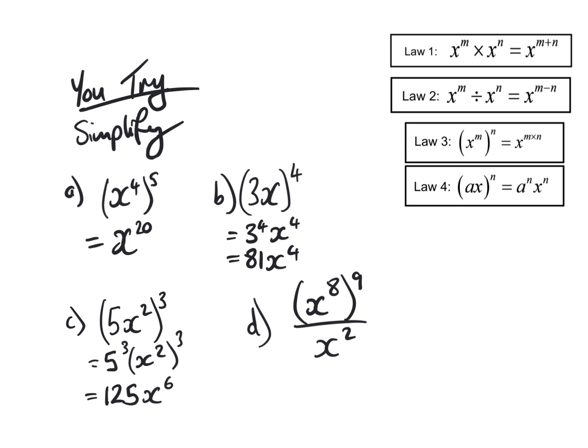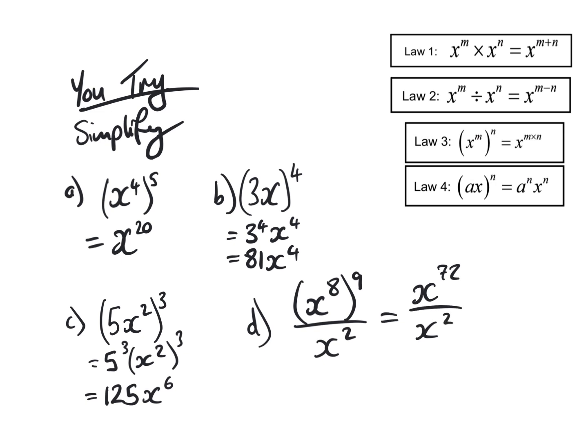So here we have an example of one where you're going to require a couple of those laws. I want to divide what's up here by x squared. So the first step is to realise that I'll need to work out what this is first before I do that. So x to the power of 8 to the power of 9, that's our power to a power. So we'll do the 8 times the 9. That's going to give us, and I'll work across the way just for space, x to the power of 72 at the top over x squared.